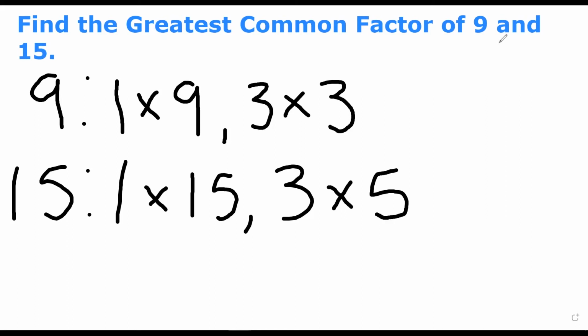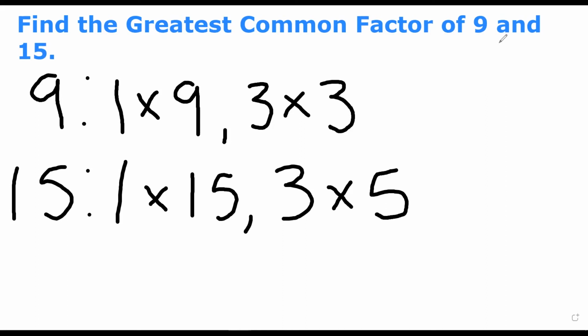Once we are sure that we have written down all of the possible factor pairs for each number, we need to find the largest number that appears on both lists. This is because we want to find the greatest common factor, or in other words, the largest factor that both of these numbers have in common. So let's look at our list now to see which is the number that they both have in common.